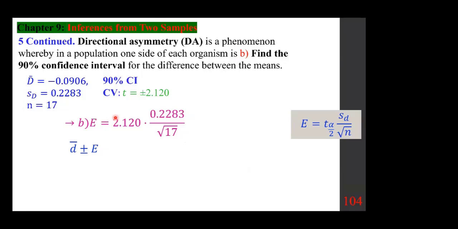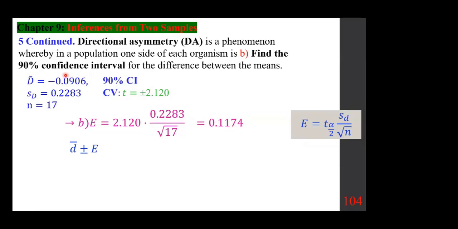E is t alpha over 2, which is the same t. Why is that the same t? Remember, alpha was 0.1. And so E is t alpha over 2, s over square root of n, 2.120, and we have S sub D over square root of 17. We do the math, we calculate, we finish the job. We end up with 0.1174. We have the D bar.